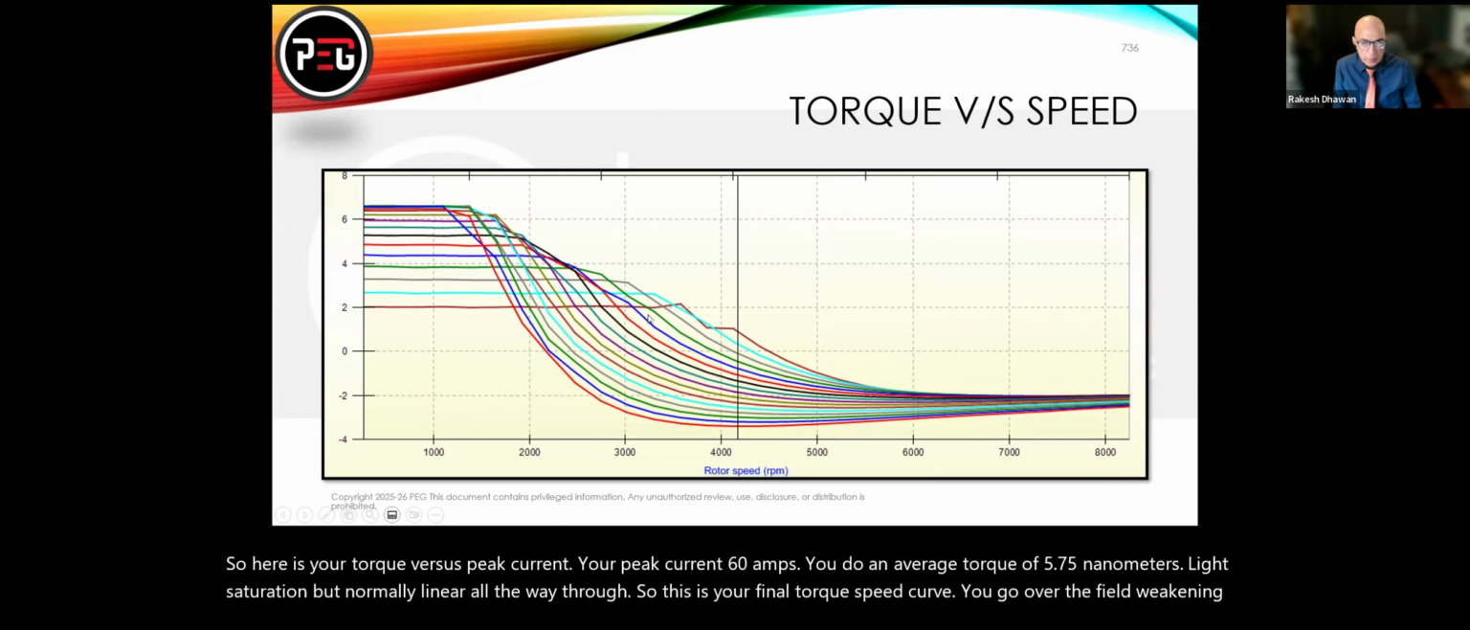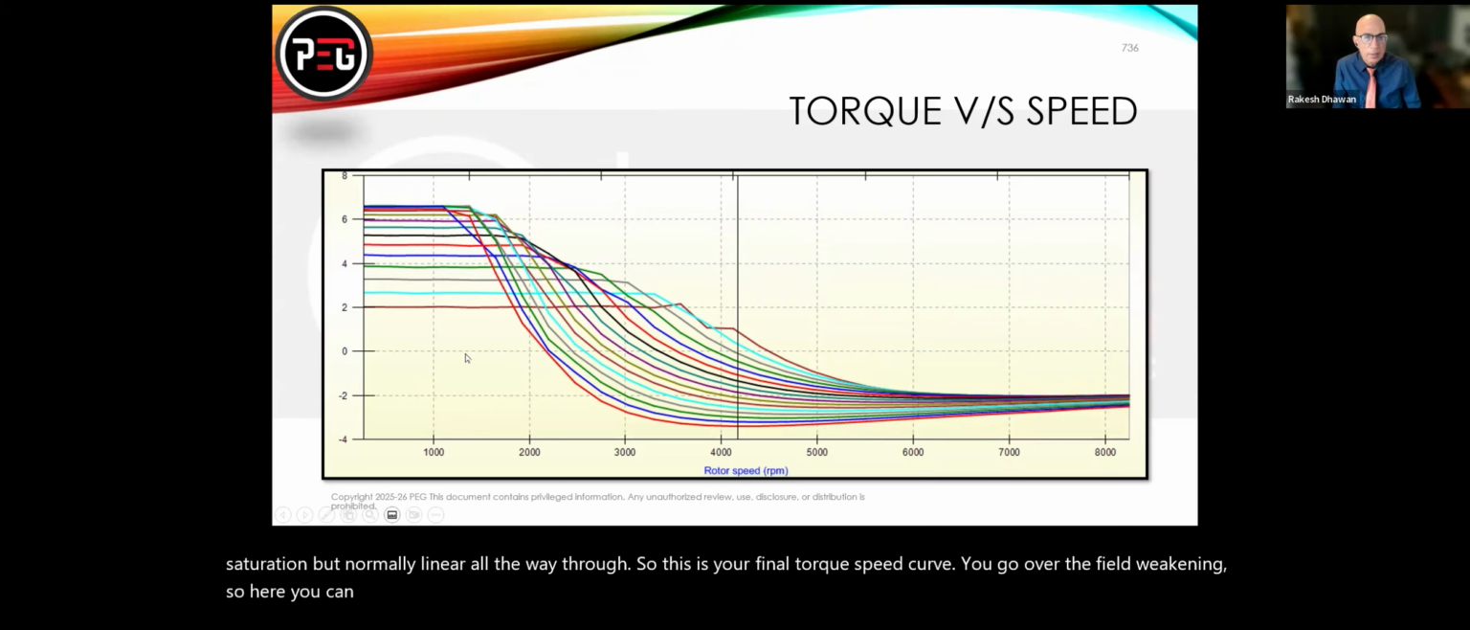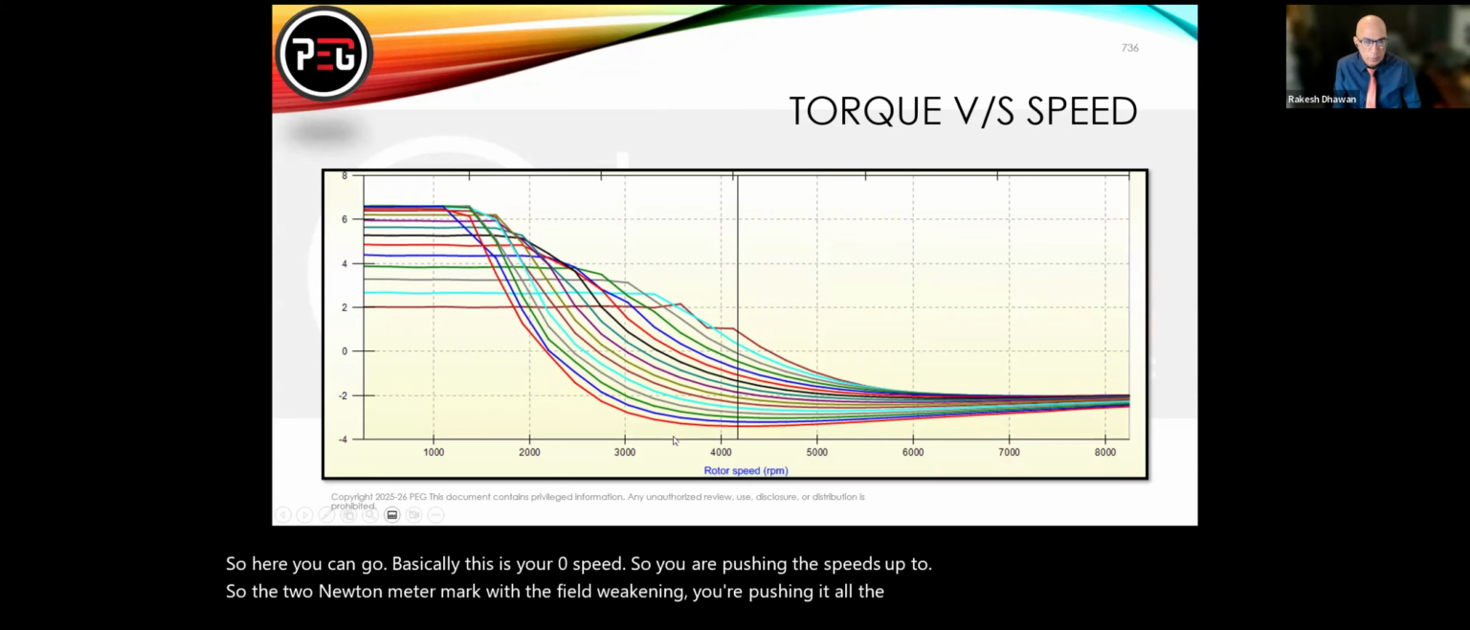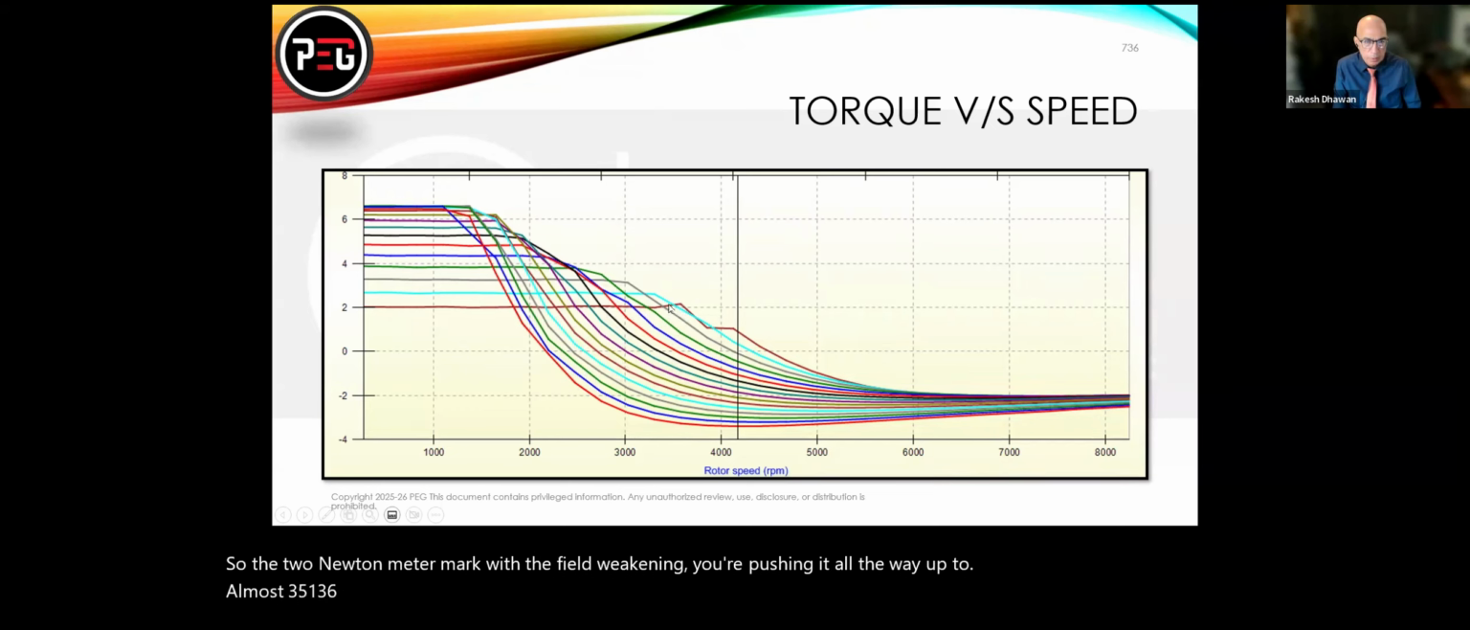So here you can go, basically this is your zero speed. So you are pushing the speed up to the 2 newton meter mark, the field weakening, you're pushing it all the way up to almost 3,500, 3,600 RPM. That's the 2 newton mark.